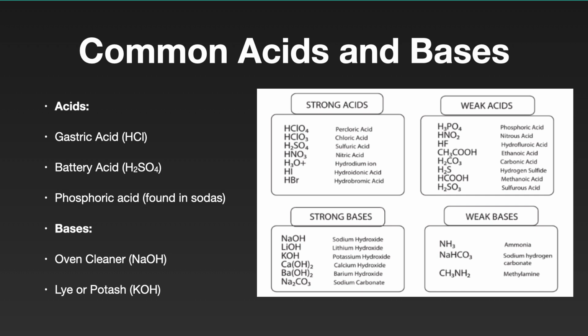As for bases, sodium hydroxide, NaOH, is the active ingredient in heavy-duty oven cleaners, and potassium hydroxide, KOH, or potash, has traditionally been used to make soap. Now that we know what they are, in the next video we'll look at how they interact with each other.